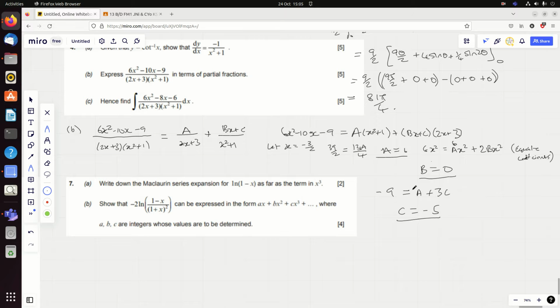And you've done it, yeah? We've expressed it in partial fractions. Well, if they want us to express it in partial fractions, we can now. We can say that's the same as 6 over 2x plus 3 minus 5 over x squared plus 1.